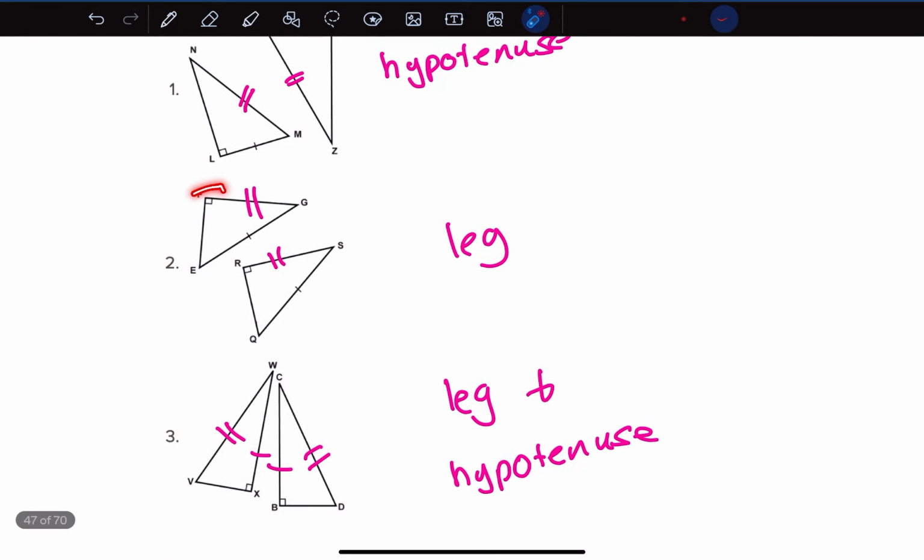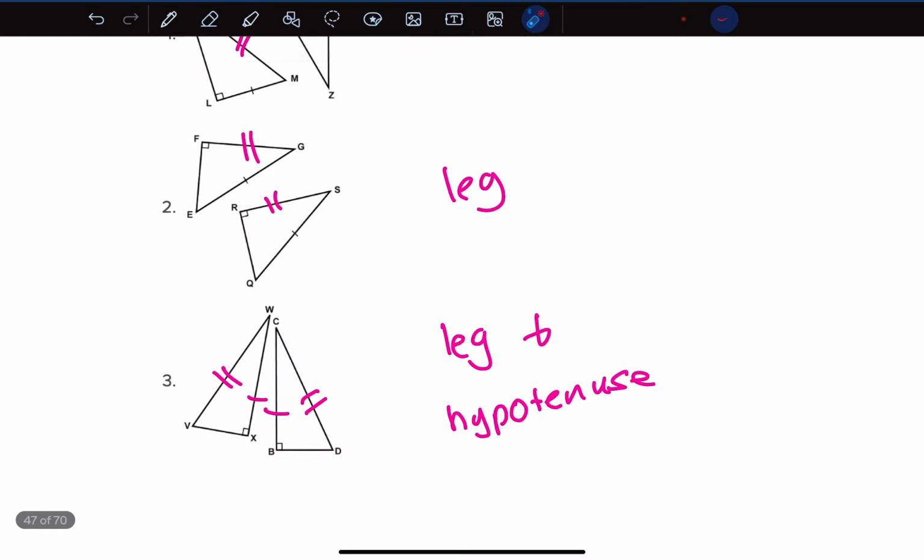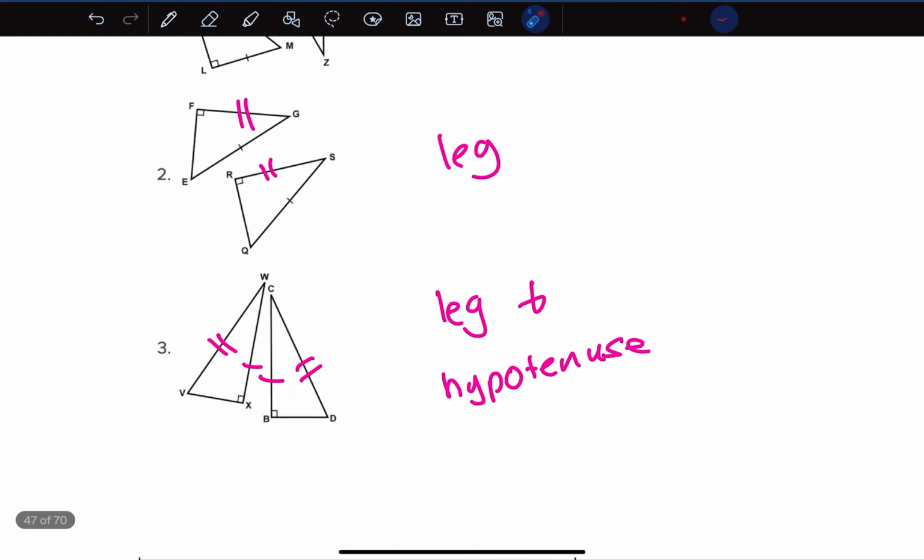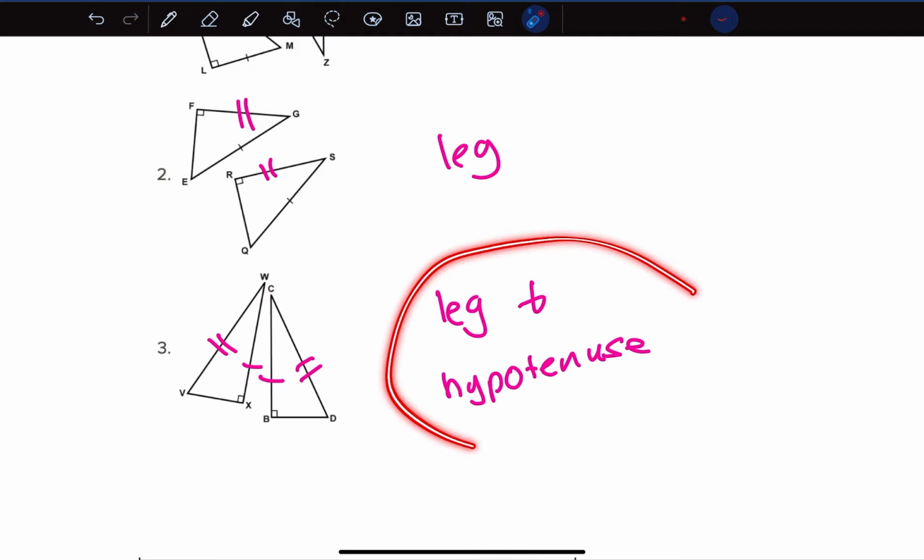If I look at 2, I have a right angle. That's good. I have the hypotenuse because it is across from the right angle, so I would need to add a congruent leg in order to use HL. In number 3, the only thing that is marked is the type of angle, so I know it is a right triangle. However, I don't know anything about the sides, so I would need to know that both the hypotenuse and the leg of the corresponding triangles are congruent.